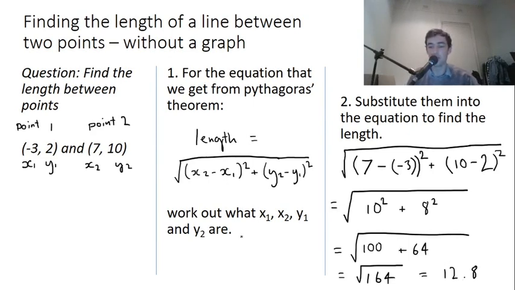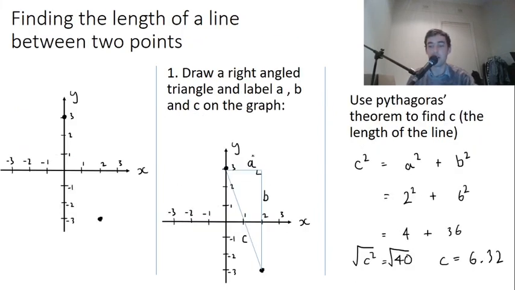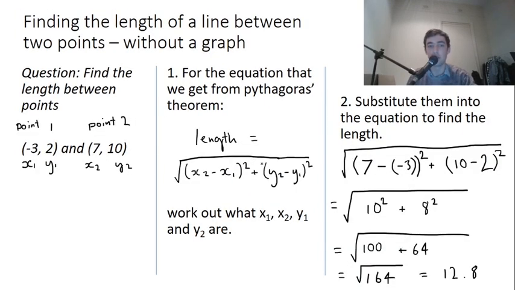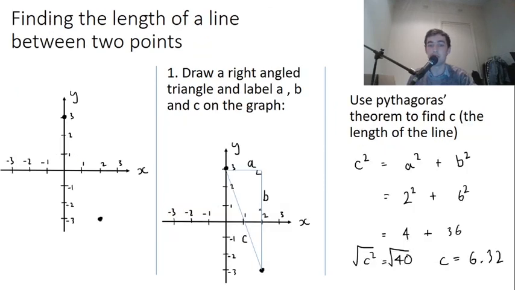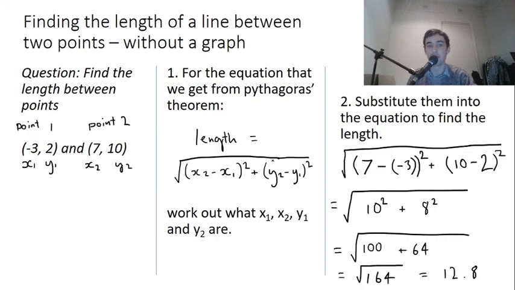You can do it with a graph, and you can do it without a graph. And you can even use this formula with a graph if you want to. So there's lots of different ways of doing it.